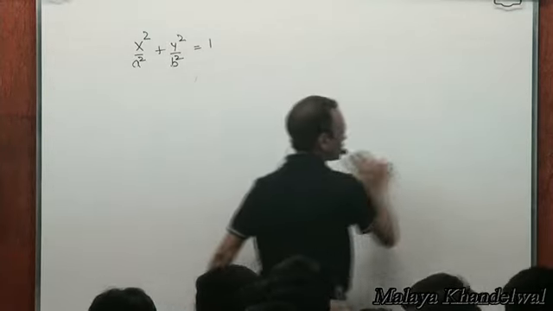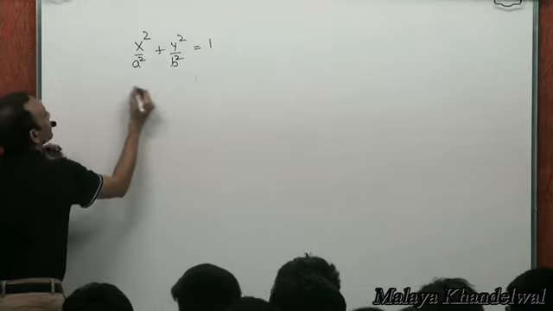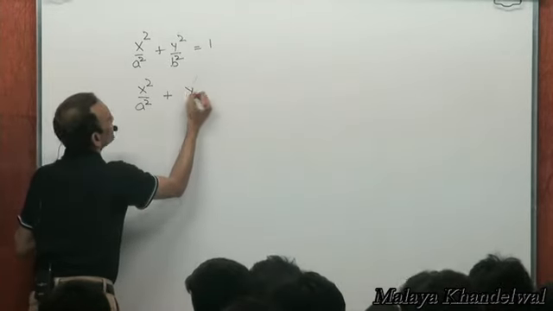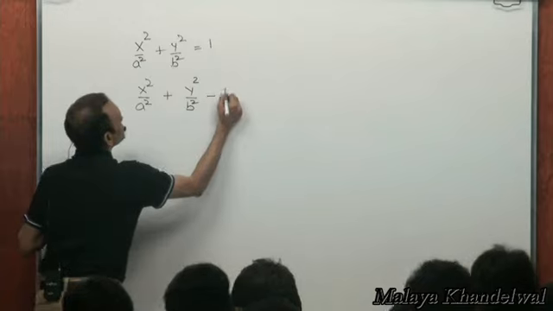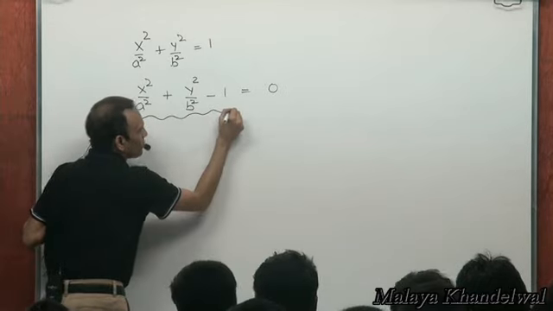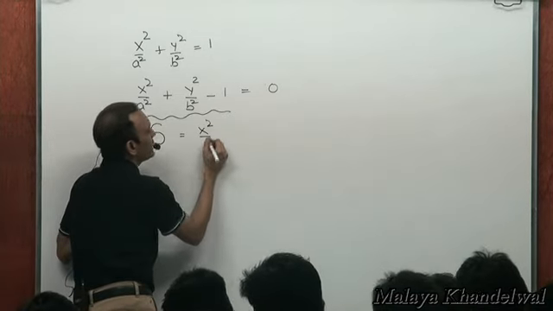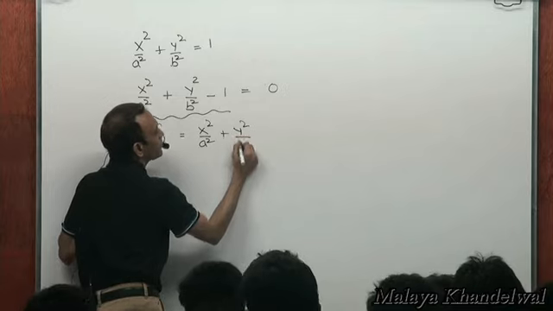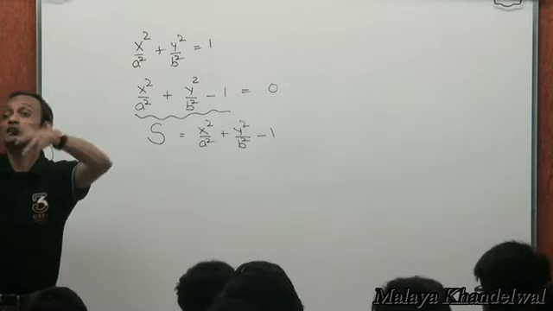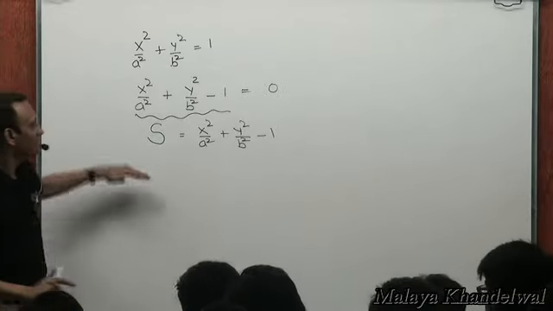Now, a few things. From now on, like we've always been doing, the ellipse is x squared by a squared plus y squared by b squared minus 1 is 0, the standard equation of an ellipse. This expression from now on would be referred to as S. S is x squared by a squared plus y squared by b squared minus 1. S equal to 0 represents a collection of points x, y that lie on an ellipse.